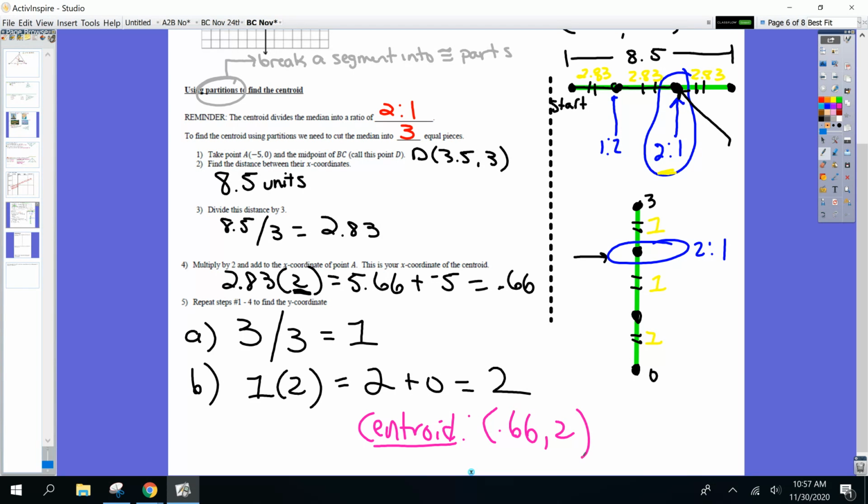Find the distance between the coordinates. Break it up into however many equal pieces you need. Figure out how many times you have to go that distance from your starting point.